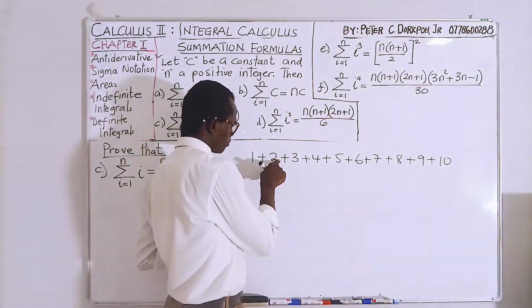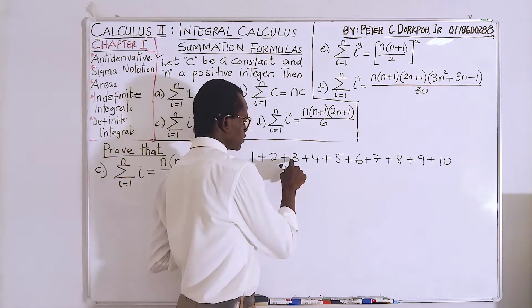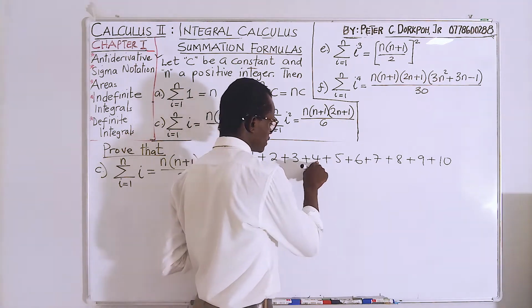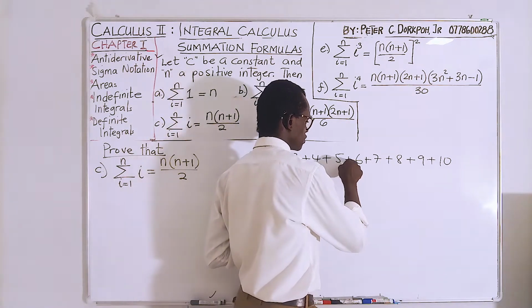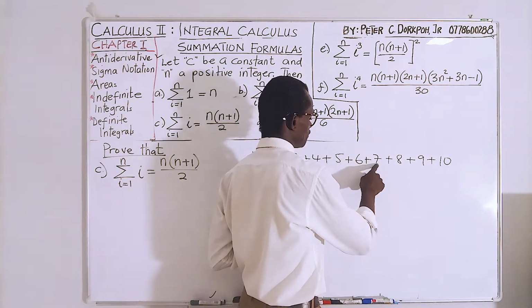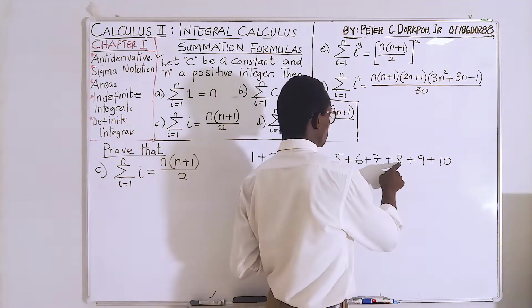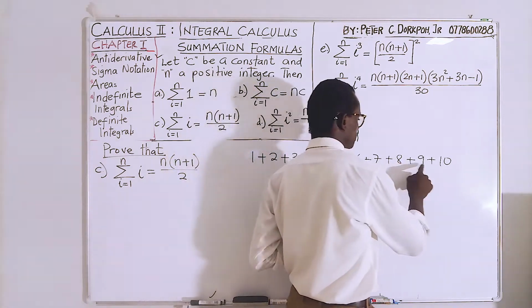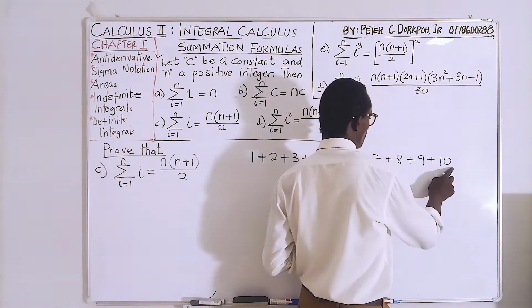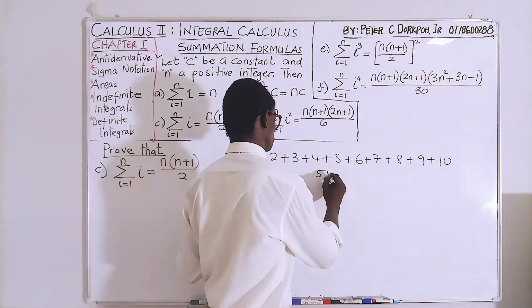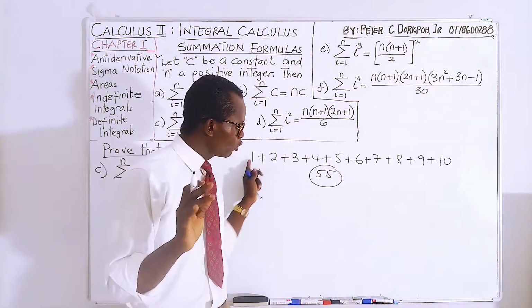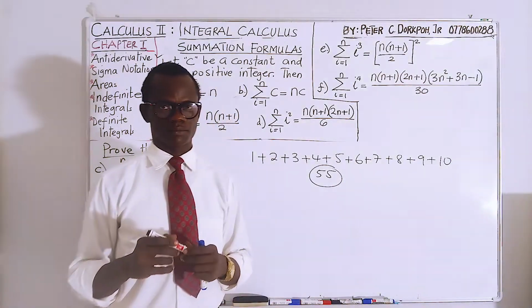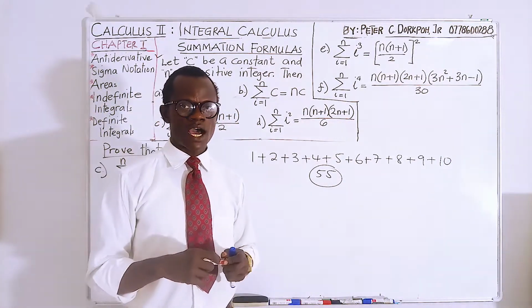1 plus 2 is 3. 3 plus 3 is 6. 6 plus 4 is 10. 10 plus 5 is 15. 15 plus 6 is 21. 21 plus 7 is 28. 28 plus 8 is 36. 36 plus 9 is 45. 45 plus 10 is 55. So that's exactly what his friends were doing from 1 all the way to 100. This was what Carl Friedrich Gauss did.